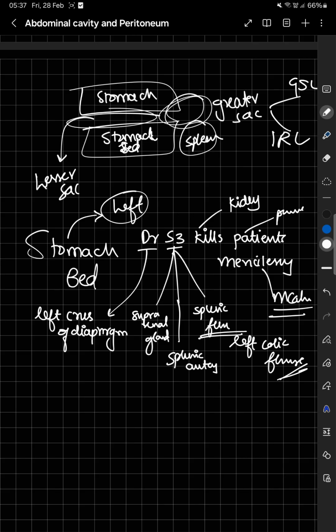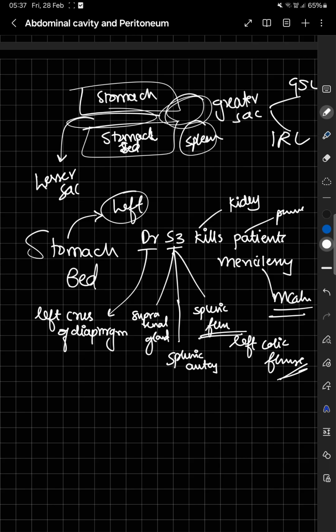Dr. S3 kills patients mercilessly, where we have diaphragm, left crus, splenic artery, suprarenal gland, splenic flexure, kidney, pancreas, and mesocolon, transverse mesocolon, and colon. Okay, so this is basically the boundaries, the anterior and posterior wall of lesser sac.